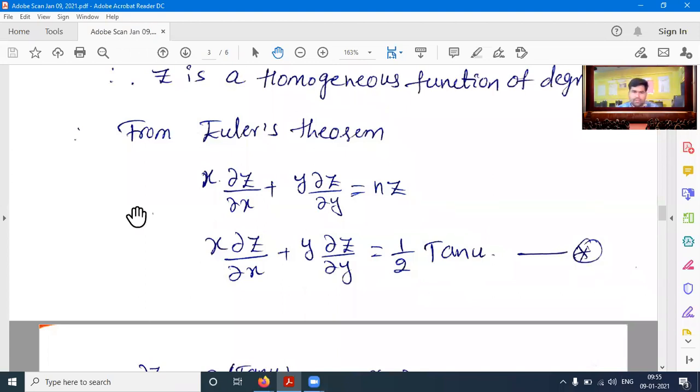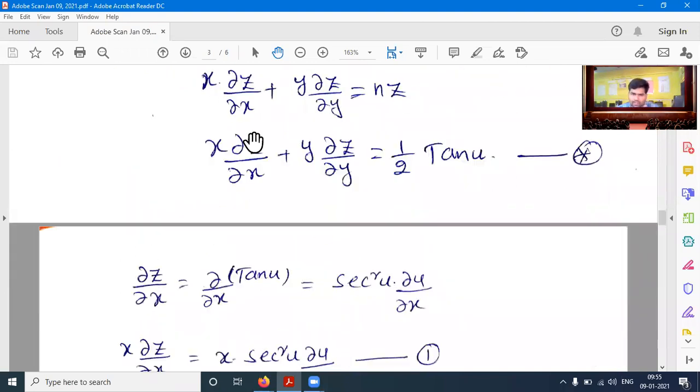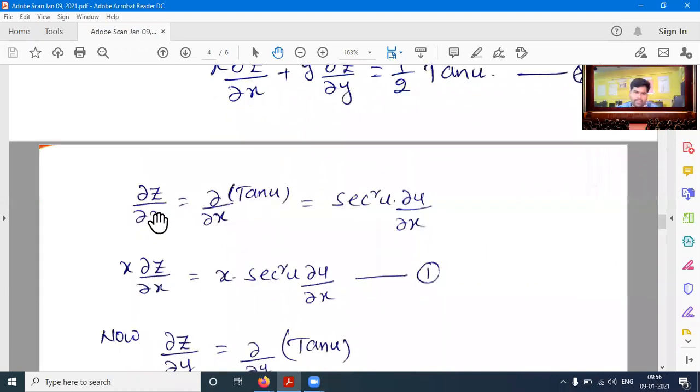Okay, all right. So ∂z/∂x, this one you have to calculate first. Again you have to multiply with x. Again you have to find ∂z/∂y and multiply with y. So x·∂z/∂x, where ∂/∂x of z is tan u, so that is equal to the differentiation of tan u.